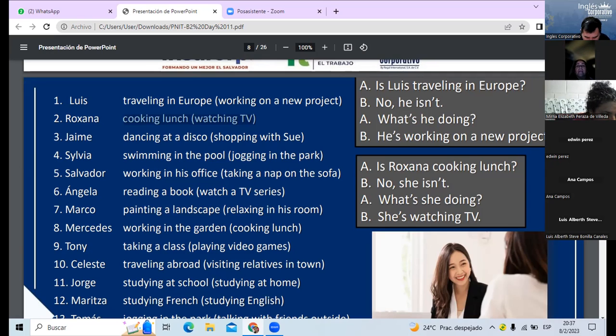Is Salvador working in his office? No, he isn't. What's he doing? He is taking a nap on the sofa. Exactly, he's taking a nap on the sofa.